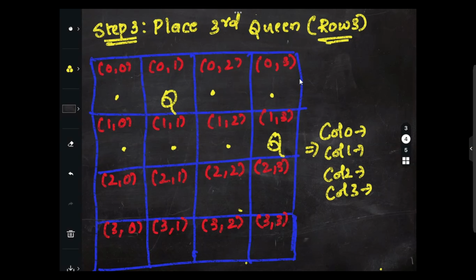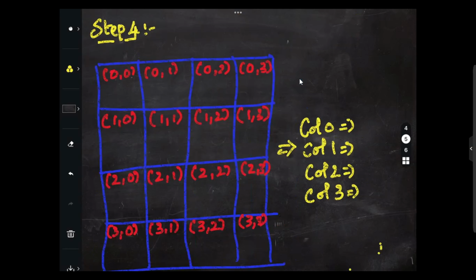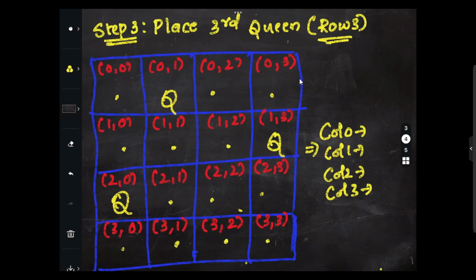First, what we will do, we'll check for this one. We can place this one here, right? In column 0 itself. So we can place the queen here. We'll just ignore all the other cells for now. This is fine. This is step 3. And let's move on with the next step then.